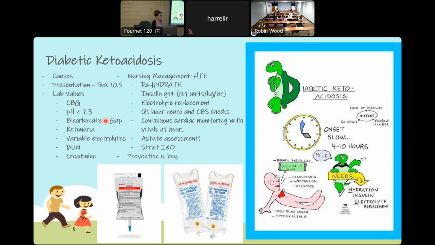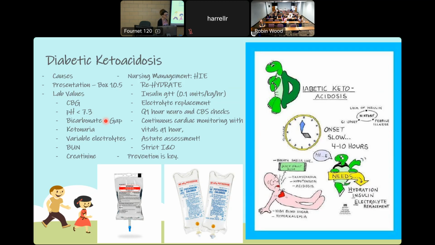Strict I's and O's for obvious reasons. A lot of the times, they don't automatically get a Foley, but a lot of times they're so neurologically out of it, it's not safe for them to get up to a bedside commode, and they might not even be awake enough to really participate for you to put them on a bedpan. So frequently you will see them have Foleys.